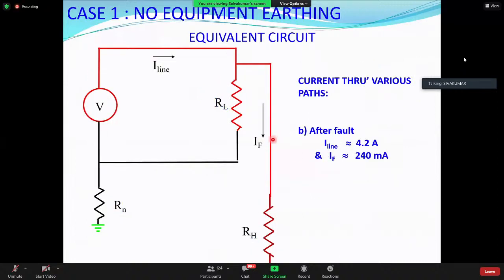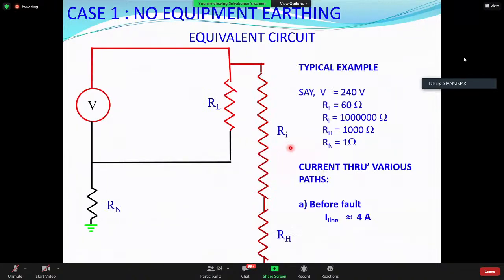Now the current through the human body is only V by RH plus Rn. Now we will give some values. 240 volt, load resistance is 60 ohms. This is 1 mega ohm. This is 1000 ohm. This is 1 ohm.